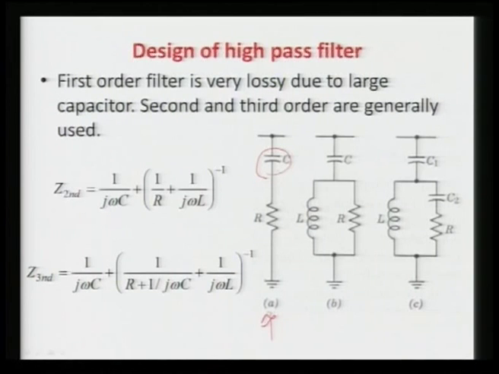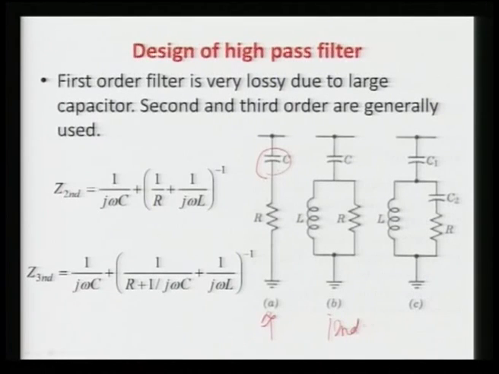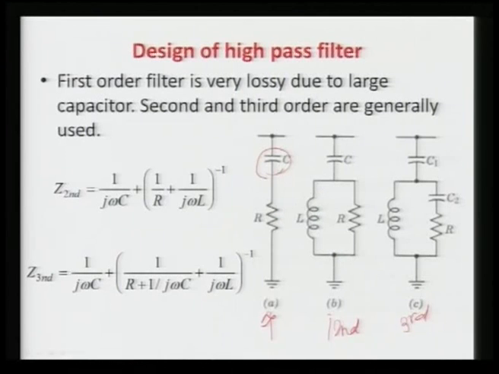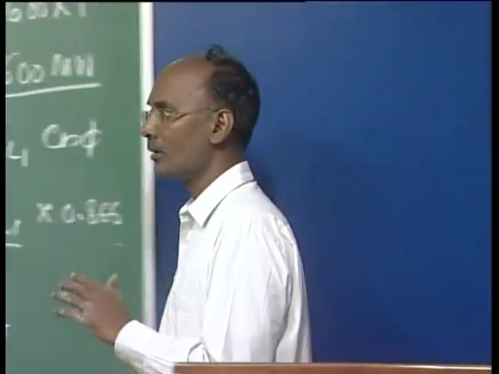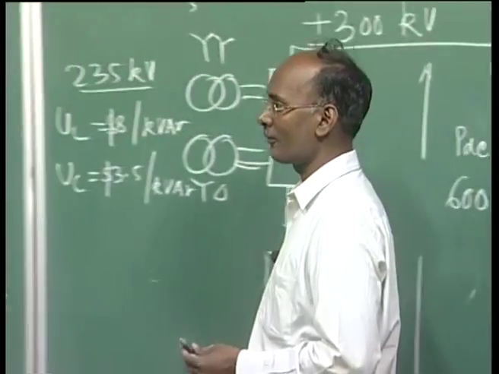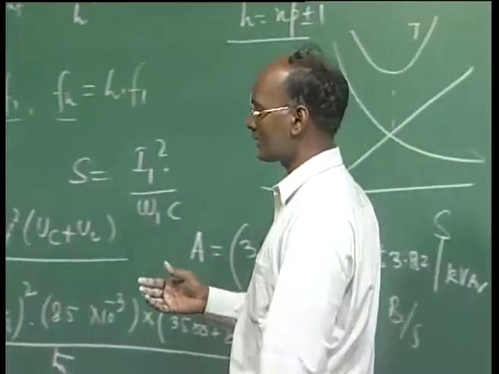So, we go for the higher order band pass filters. B is your second order, and here it is your third order. If you keep on adding elements, the order keeps on increasing, meaning you have to make a combination of LC. If you are having 1 C and R, it is the first order. If you are having 1 L and 1 C, it is second order. Now, adding 2 C and 1 L is a third order. Normally, second and third order band pass filters are preferred.